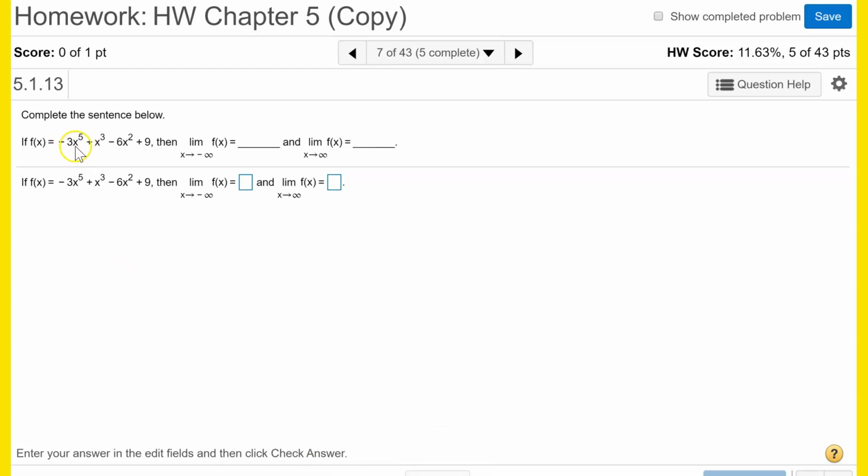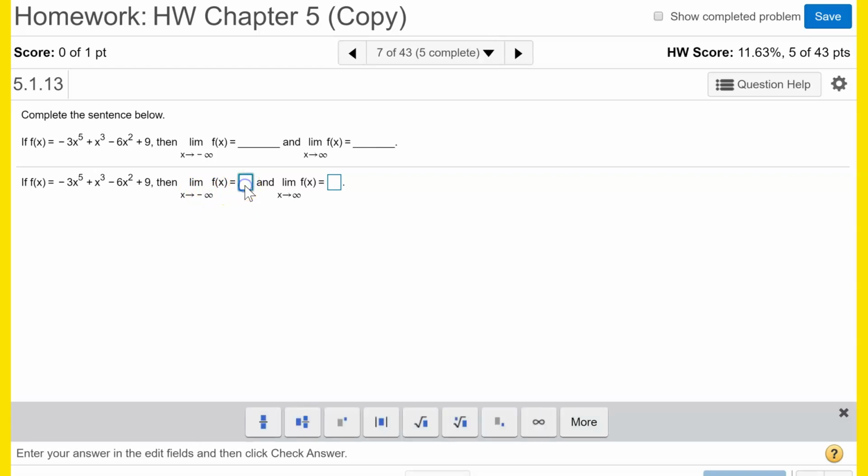Look at the leading coefficient and the degree. The degree is odd, and we have a negative leading coefficient. That means the arms point opposite directions. The right arm points down, and the left arm points up. So if I'm answering this one, it says the limit of f of x as x approaches negative infinity. I'm only thinking about the left arm, and the left arm is going to point up. So my answer is going to be infinity.